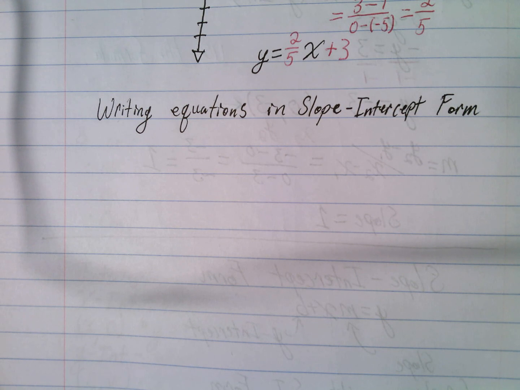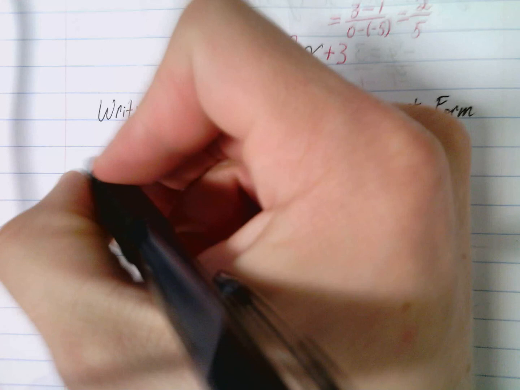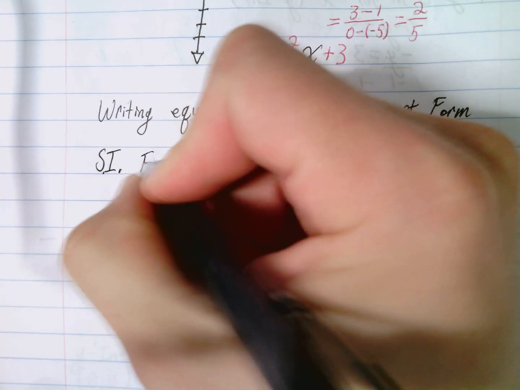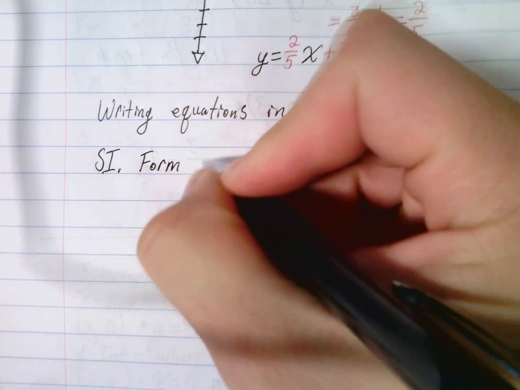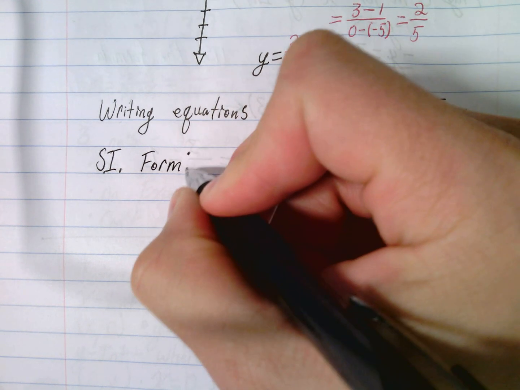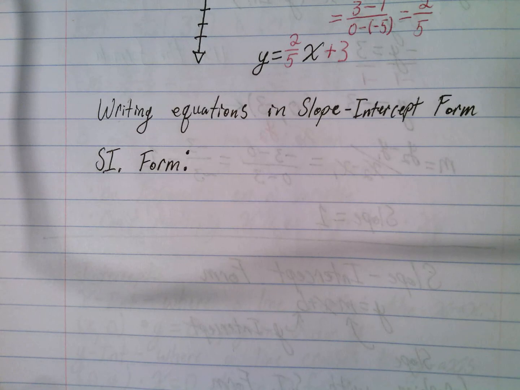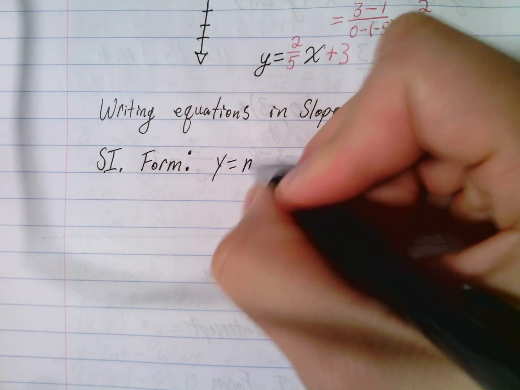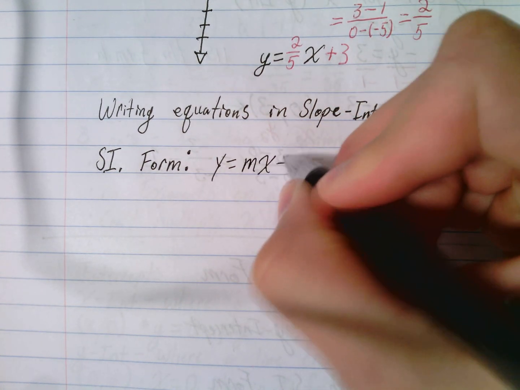Who can tell me what is slope-intercept form? SI form. What does it look like? What do we say it is? Travis? It's y equals mx plus b. Good. Y equals mx plus b.